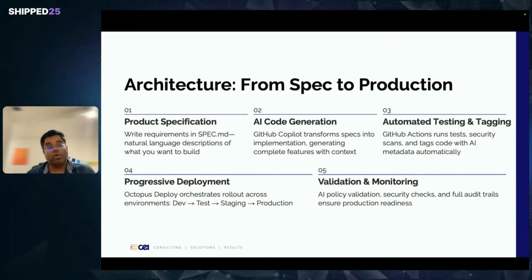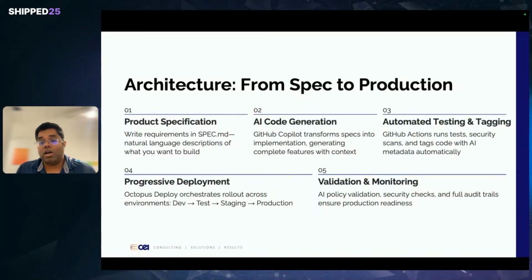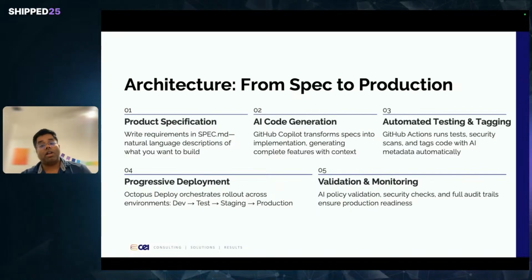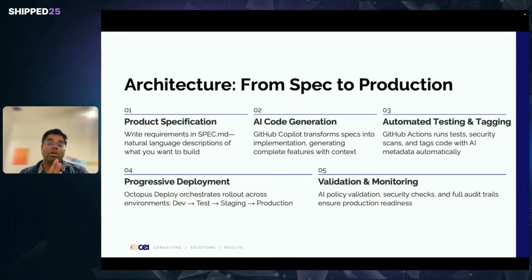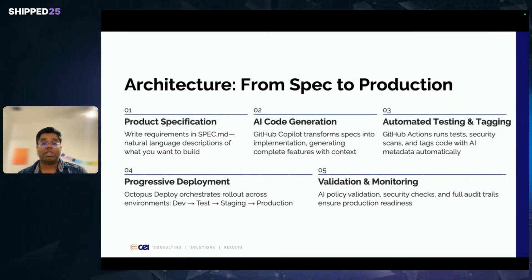You can include more controls, or you can say, okay, I want to deploy it in an isolated environment, as we have said before, to have more testing around that. So that's the overall architecture, how we can move from spec to not only the code, but spec to production, with GitHub Copilot, GitHub Actions, and Octopus Deploy together.